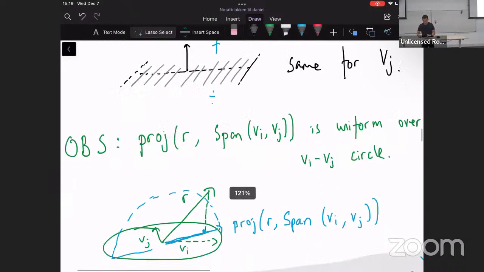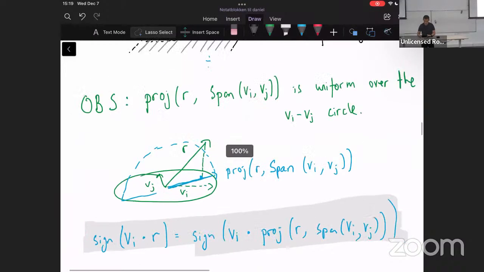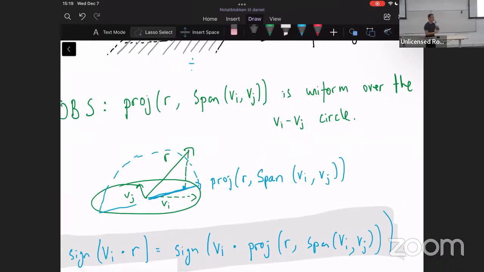And now here is a really cool observation, and this is that you can pick any circle, right? Like pick any vi vj that is going to span a plane. If I have my sphere, I pick a vi vj, I take the vi vj plane, cut, I get a circle. Of course, if I did it in the xy plane, I would get a circle. And now I claim that for any plane, if I project r onto that plane, the direction is still uniformly distributed along the circle.